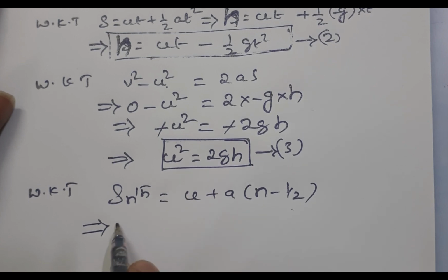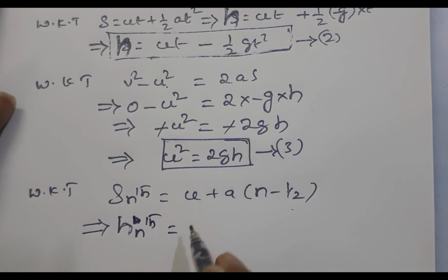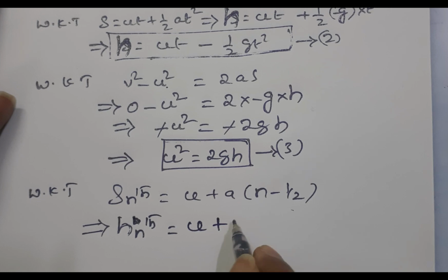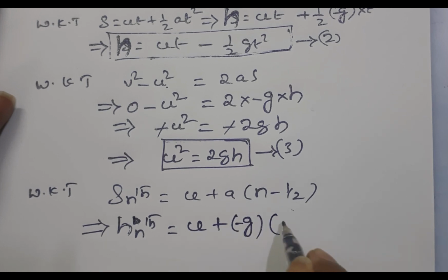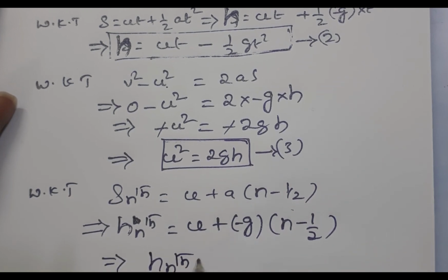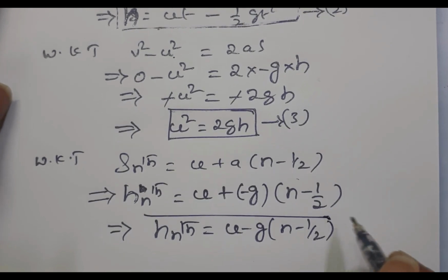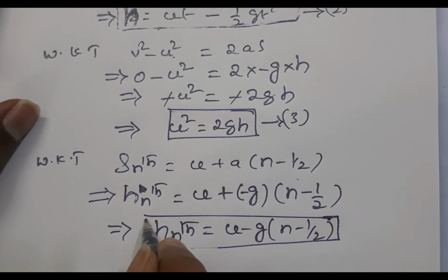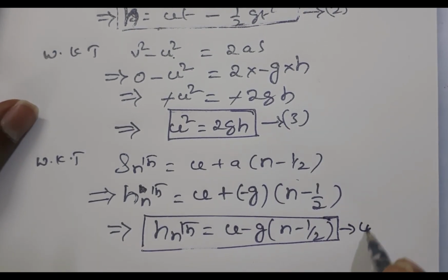So s means h, nth is equal to u, where a is minus g, and n here is time, students, n minus 1 by 2. So it can be written as h nth is equal to u minus g into n minus 1 by 2. So this is the fourth equation. These are the equations of motion for a body projected up.